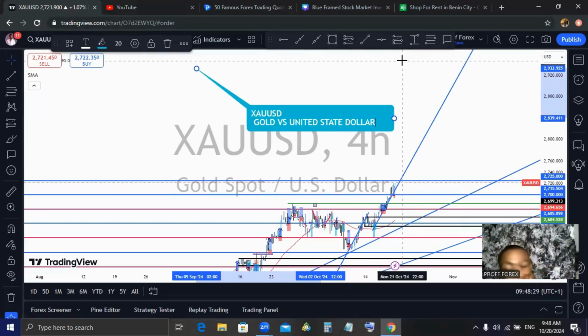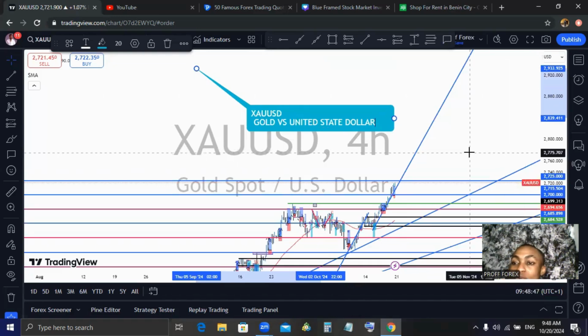So what does this simply mean? This simply tells us the price of gold against the dollar. This price here, this line you're seeing on the left hand side corner of the PC or the right hand side, depending on where you place your system or your phone, is the price of gold. As you can see, gold closed at 2,720 dollars. That means one ounce of gold is 2,720 dollars. So gold versus dollar, that is the short meaning of XAUUSD.